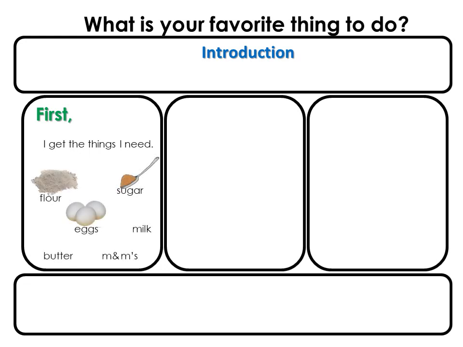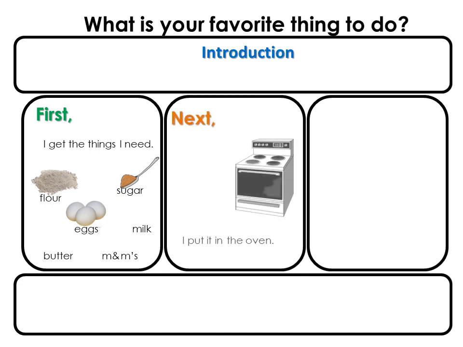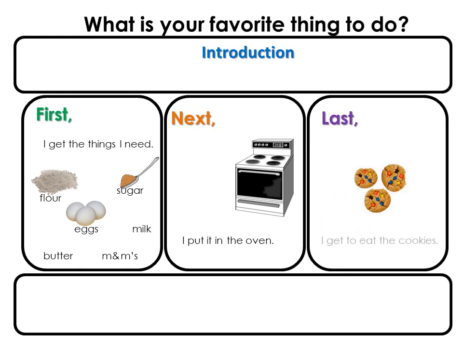Like flour, sugar, eggs, milk, butter, and M&Ms. Can you think of my favorite thing? Next, there's an oven. I'm going to put it in the oven. And last, I am going to eat it. Did you think of what my favorite thing to do is?